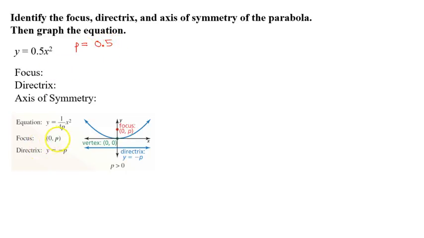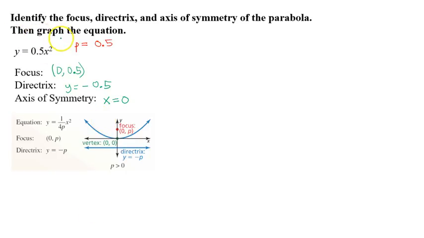Our focus is 0, p. So our focus is 0, 0.5, also known as 0, 1/2. Our directrix is y equals negative p. Y equals negative 1/2. And our axis of symmetry goes through the focus, remember, and it is perpendicular to the directrix, so it's our vertical line, it's our y-axis, and the equation of the y-axis is x equals 0.